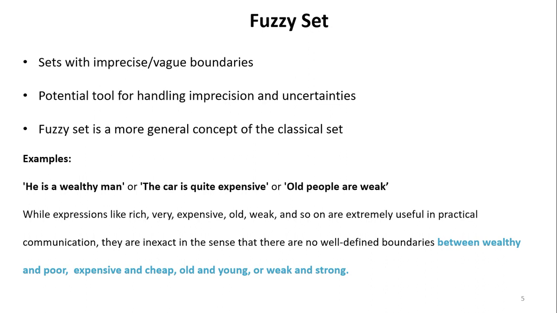Fuzzy set. Sets with imprecise or vague boundaries. Potential tool for handling the imprecision and uncertainties. Fuzzy set is a more general concept of the classical set. Example: he is a wealthy man. The car is quite expensive. Old people are weak. While expressions like rich, very expensive, old, weak and so on are extremely useful in practical communication, they are inexact in the sense that there are no well-defined boundaries. For example, there is no well-defined boundary between wealthy and poor, that is, for whom we will call wealthy and for whom we will call poor, expensive and cheap, old and young, weak or strong.